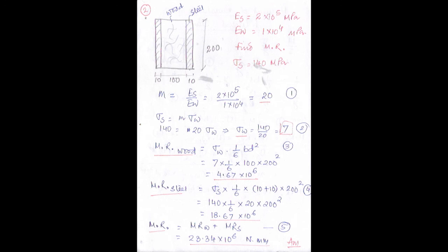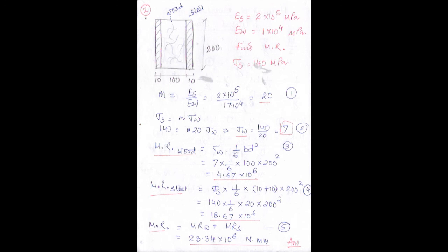Now here is a twist with respect to the last problem. In the last problem, both the values of sigma S and sigma W were given in the question. But here only sigma S is given. So first we have to find out the value of sigma W, that is the stress in wood. But how can we find it out? We can find it out through modular ratio.